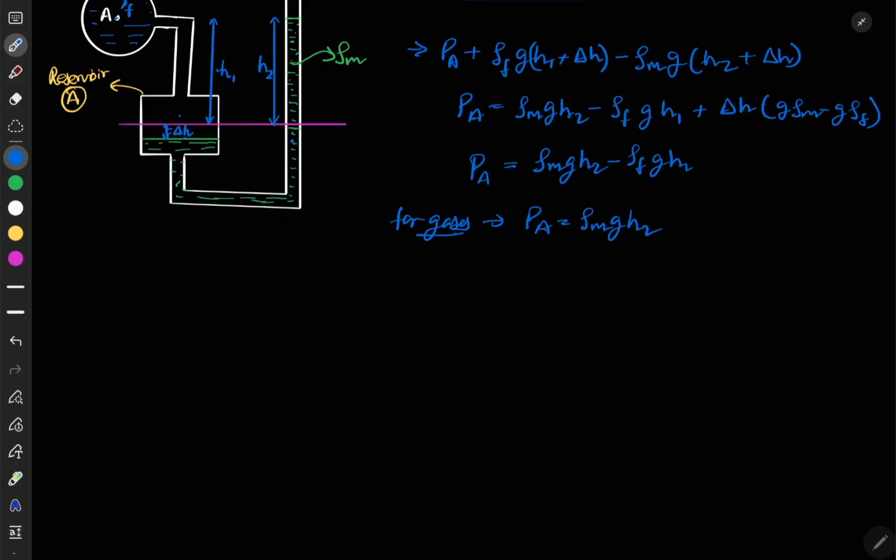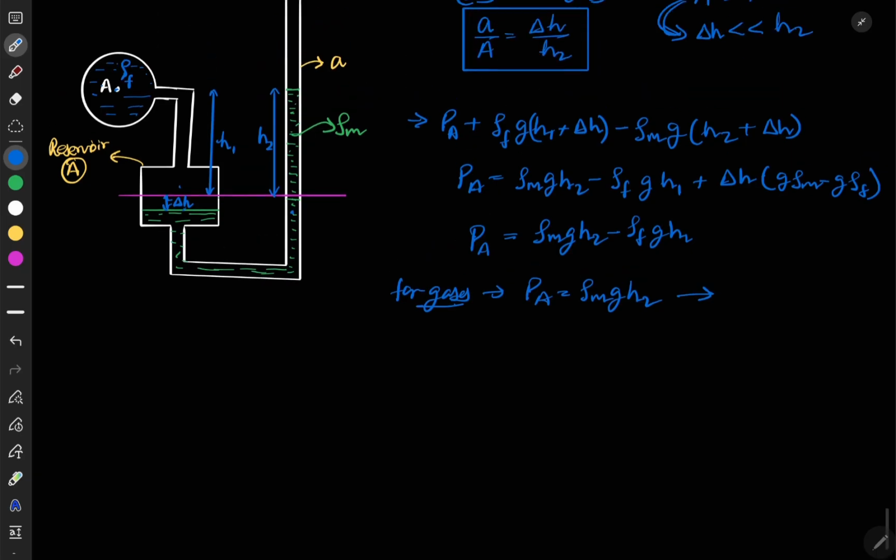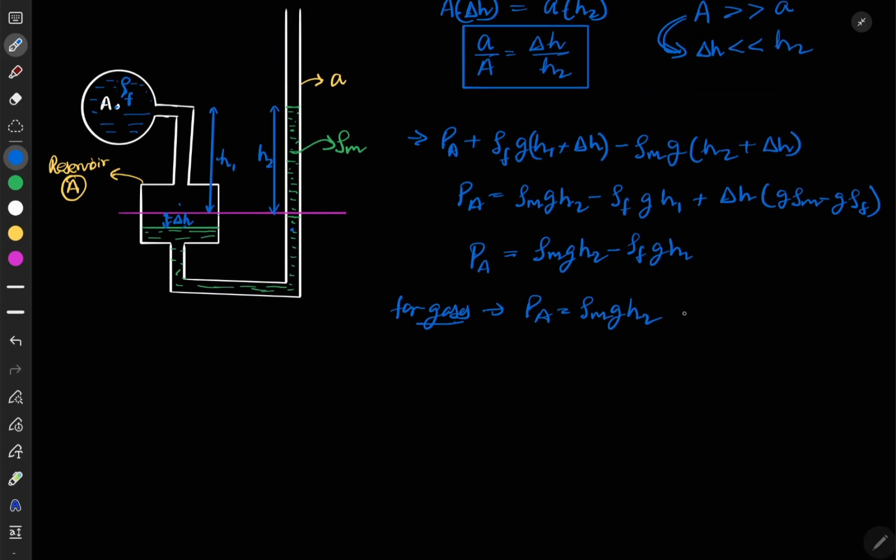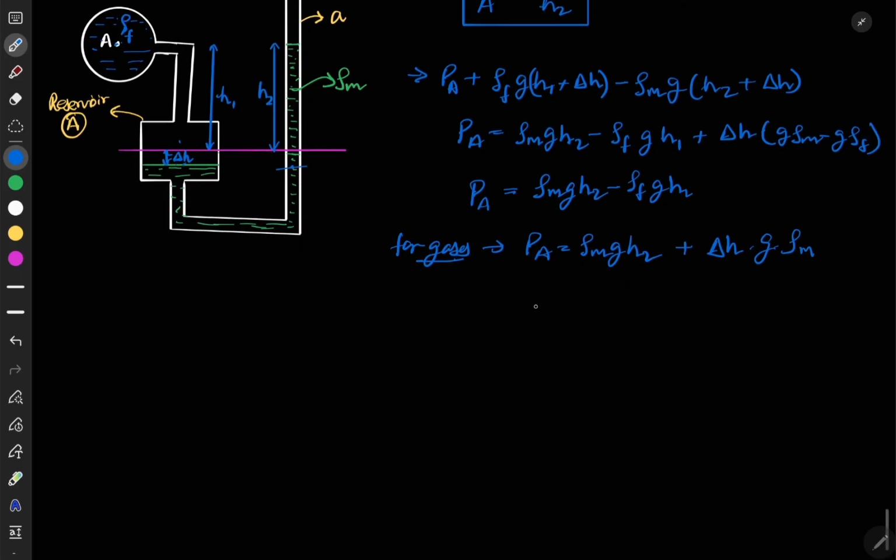And this is not the true pressure. If we want the actual pressure, it should be plus delta H times of G times of rho m. Although we can neglect the pressure difference from this point to this, we have to consider this exactly true point. So this is your PA true, and this is your PA approx, which will be rho m g H2.